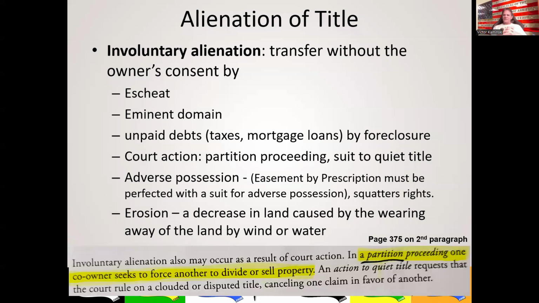Adverse possession. Well, somebody's trying to take ownership of your property because they squatted on it for a long enough period of time and was using your property, and you did not remove them. So that's adverse possession. That's involuntary. Or by erosion, by Mother Nature. The wearing away of land by wind or water.